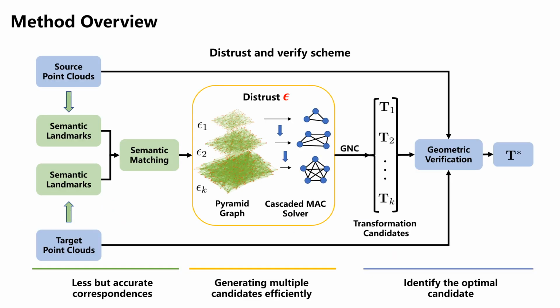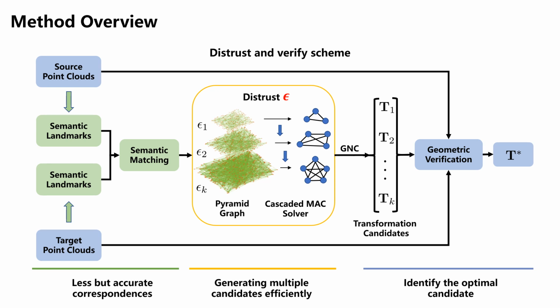In response to these concerns, we propose a distrust and verify scheme. Firstly, we generate fewer but more accurate correspondences using point cloud semantic information. Then, instead of relying on a single epsilon value, we introduce multiple compatibility graphs by distrusting epsilon.